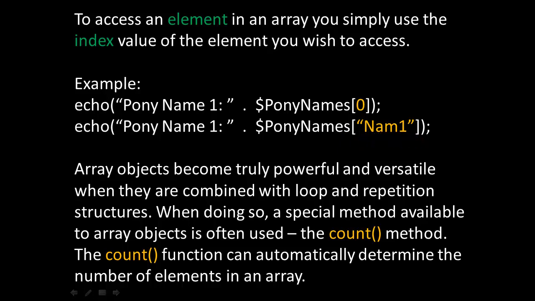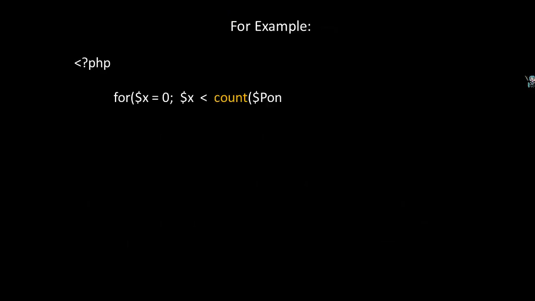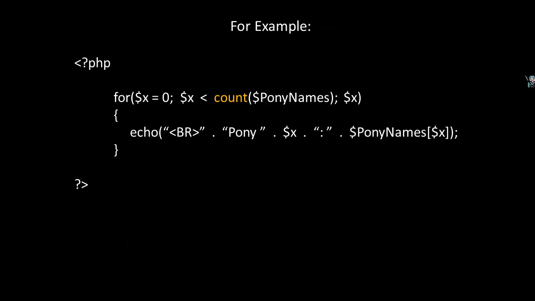Array objects become truly powerful and versatile when they are combined with loop and repetition structures. When doing so, a special method available to array objects is often used, the count method. The count function can automatically determine the number of elements in an array. For example, in the following bit of code we have a basic for loop, and we're using the count method to determine how many elements are in the array Pony_names.